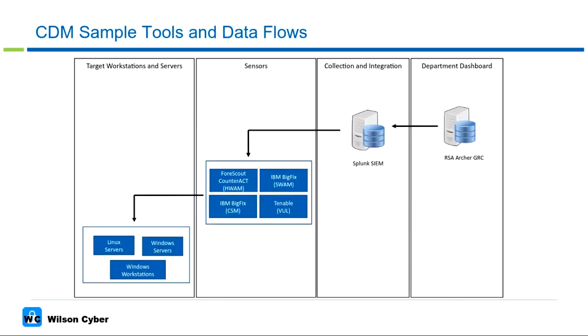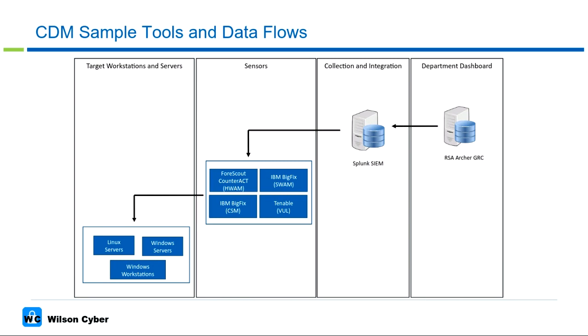Some of the tools that have been approved on the approved product list are Forescout CounterACT, which does hardware asset management, and IBM BigFix, which does software asset management. IBM BigFix also does configuration and settings management, and Tenable does vulnerability management. These are just examples of tools. There are many, many tools that have already been approved on the GSA approved product list.